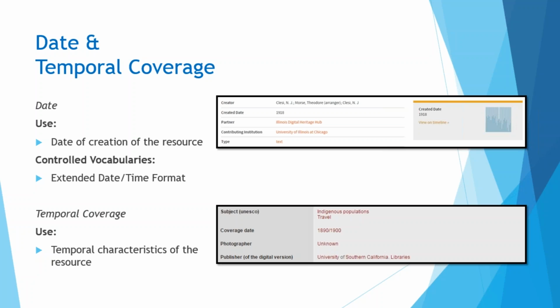Temporal coverage is recommended if available, and it is repeatable. It is used to describe temporal characteristics of the resource and not the creation date. In this example, we see a date range of 1890 to 1900 in that lower example, and other examples might include eras, centuries, or decades. Decades is one example that I see a lot in our collections. The temporal coverage field will not be visible in the DPLA user interface, but again, it is completely text searchable.